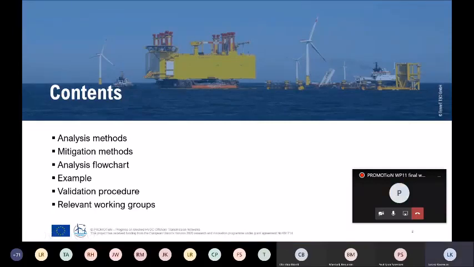Within this presentation, I will briefly touch upon the analysis methods to be accommodated for stability aspects, mitigation methods, an initial proposal of the analysis flowchart, and an example of how the discussed methods could be applied. At the end of the day, briefly about the validation procedure and of course other relevant working groups, as this topic is heavily explored within the entire industry.